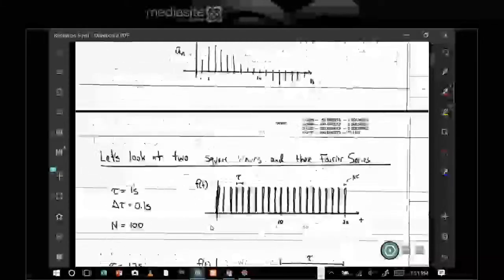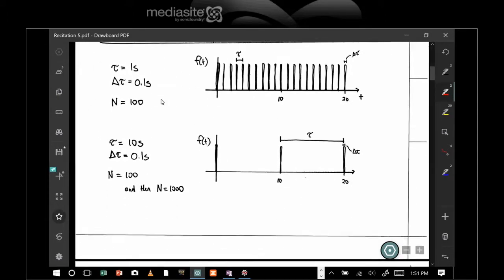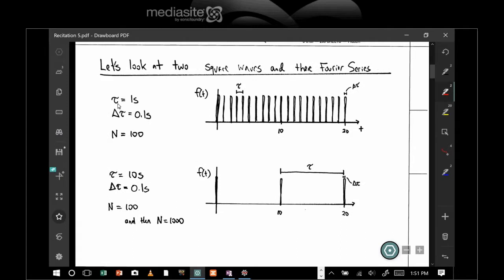Now, what I want to do numerically is look at two square waves. First, the example we did in class. Here I have a period of tau equal to 1 second. The width is 0.1 seconds. And I'm going to express my Fourier series in 100 terms, so I'm going to get something that looks like this.